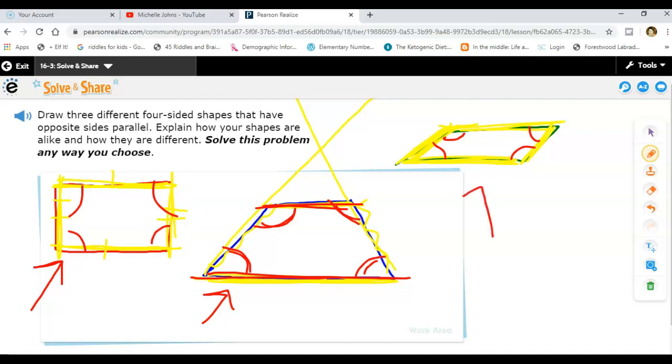And now last, I have my parallelogram over here. So in my parallelogram, I notice that I have two pairs of parallel sides, but also it's different than my rectangle because there are two acute angles and two obtuse angles.